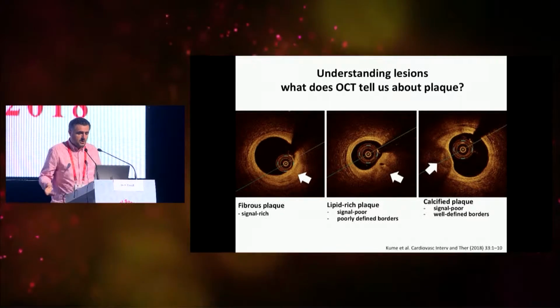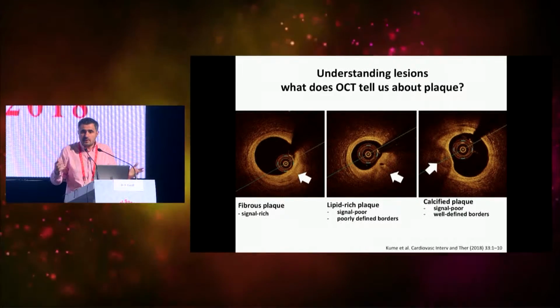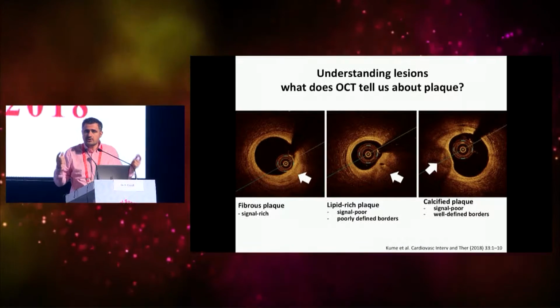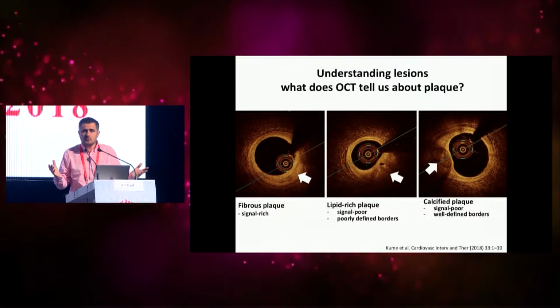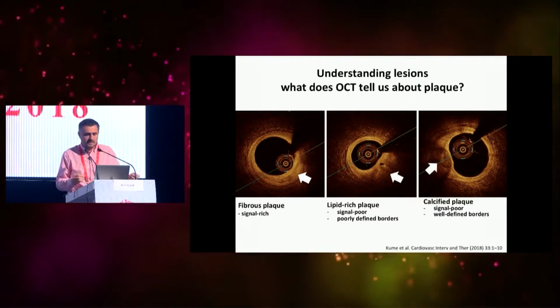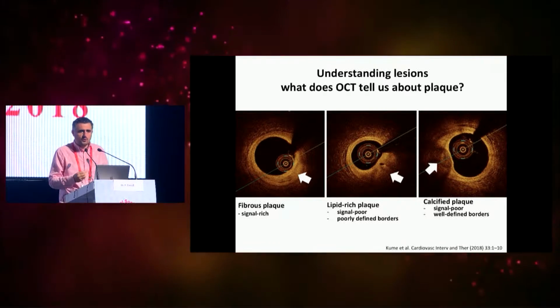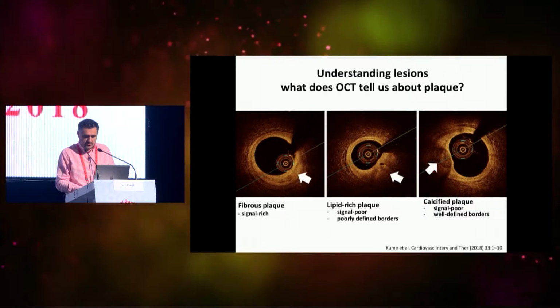Now, should OCT tell us something about plaque? Where do I use it? I use it in patients where I don't understand what's happening. He arrives, we see some troponin, but angiographically it does not convince me. And I think for these patients, it's good to have an idea what is going on.